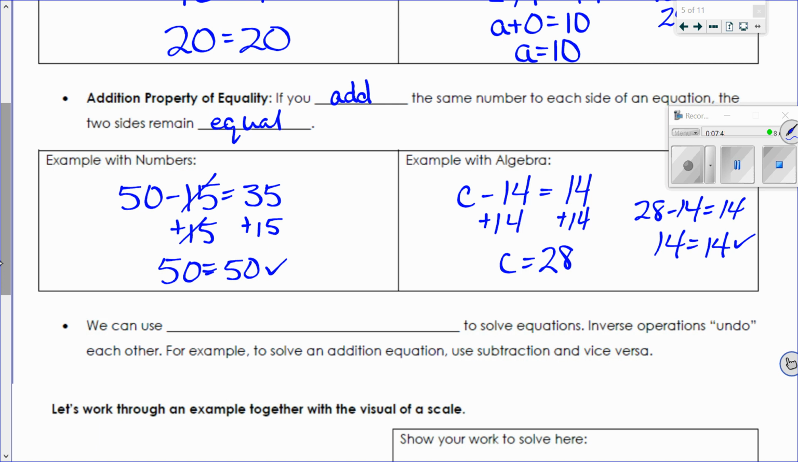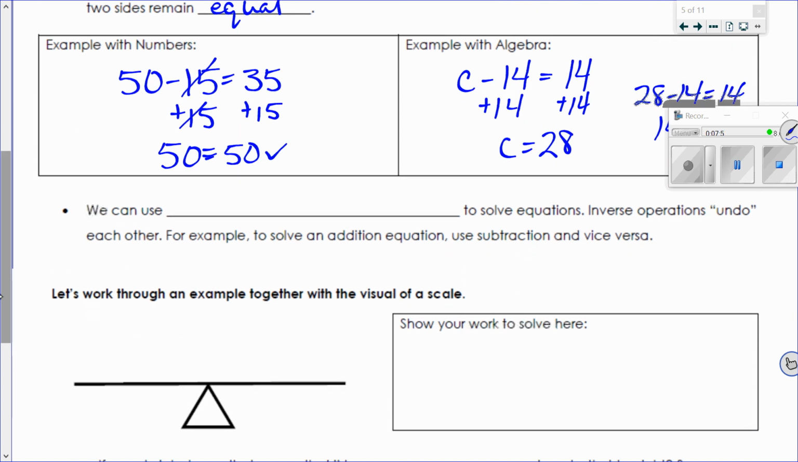Okay, so now that we've got those two, let's talk a little bit further. To actually solve equations, we can use inverse operations to solve equations. Inverse operations basically undo each other. For example, to solve an addition equation, I'm going to use subtraction, the inverse operation, and vice versa. If I have a subtraction equation, I'm going to use addition.